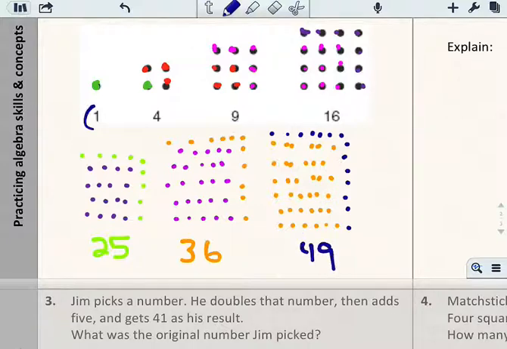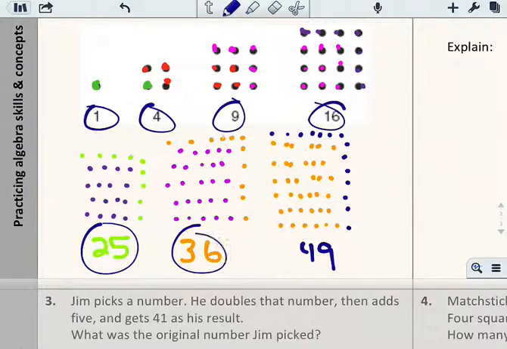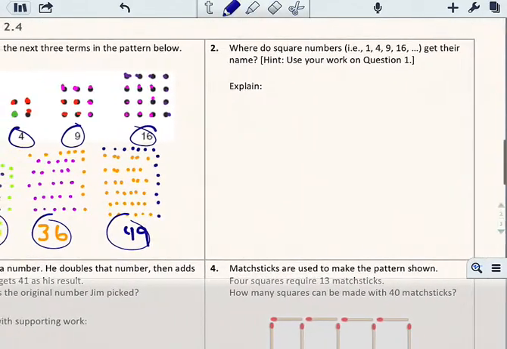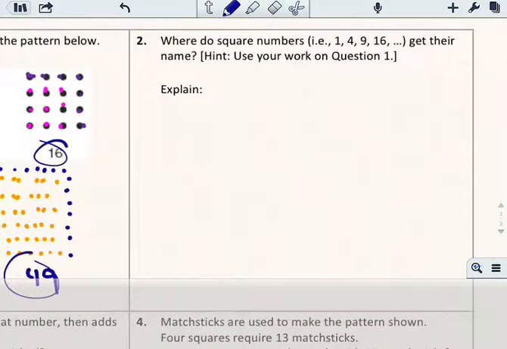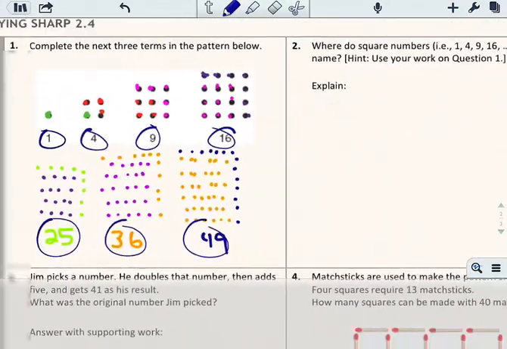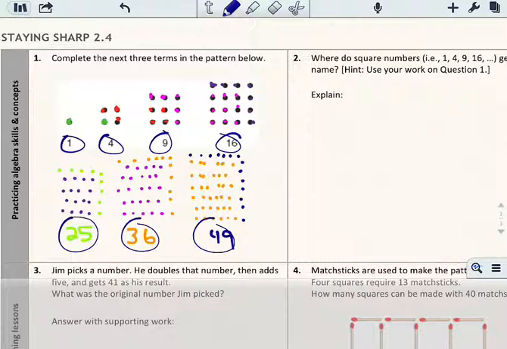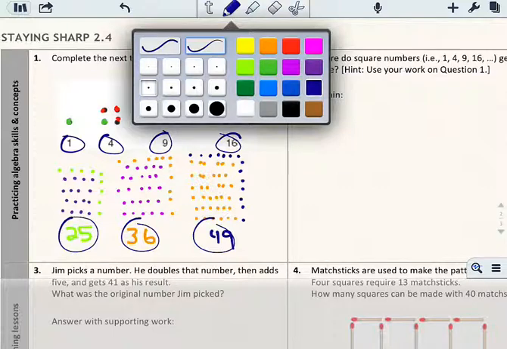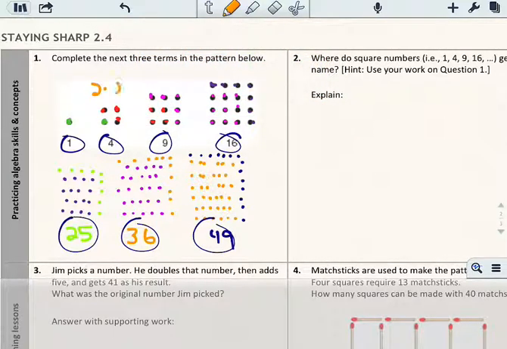Now, if you're looking at these numbers, you can probably pick out a pattern pretty easily, but that's for you. Where do the square numbers 1, 4, 9, 16 get their name? Hint, look at your question 1. Look at these: 1, 4, 9, 16, 25, 36, 49, which were the result of 1 times 1, 2 times 2, 3 times 3, 4 times 4, 5 times 5, 6 times 6, 7 times 7. So they get their name because if you pattern it out, you literally end up with squares.